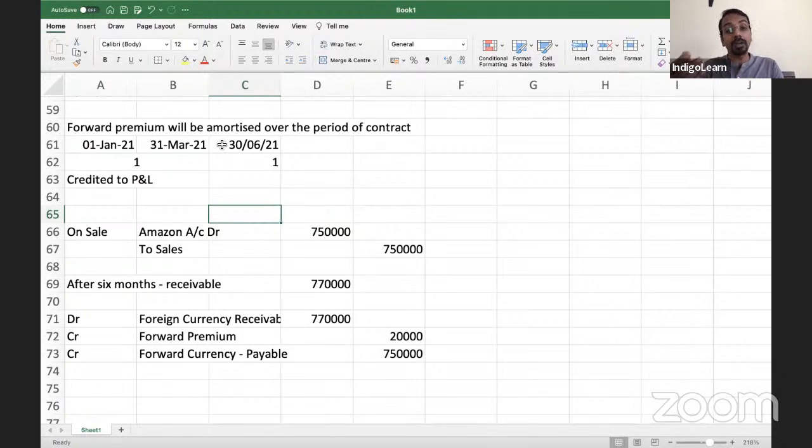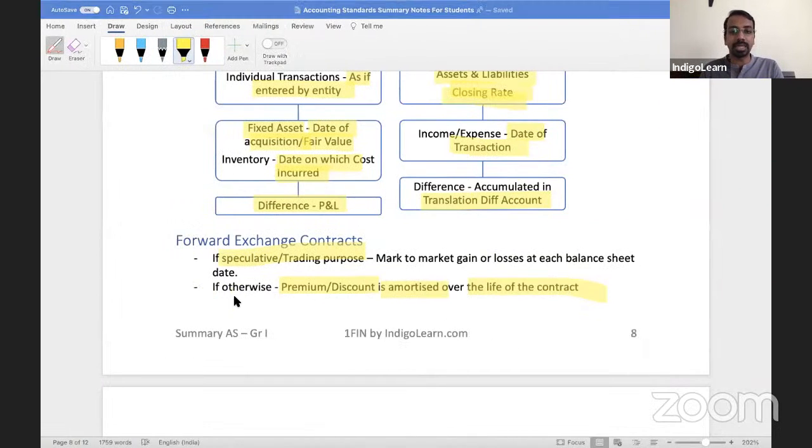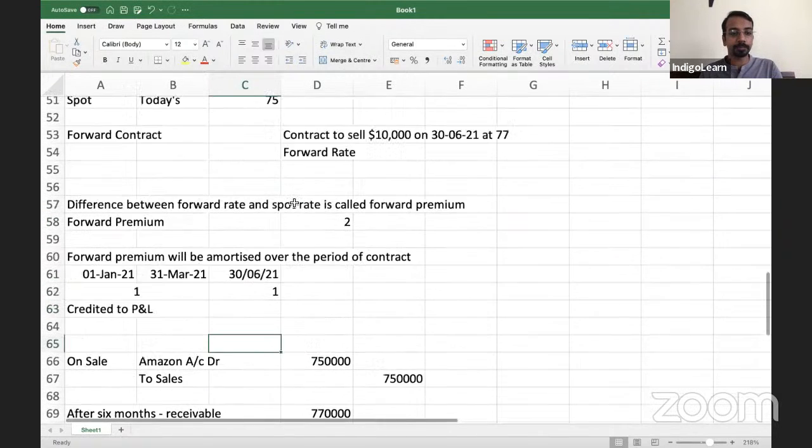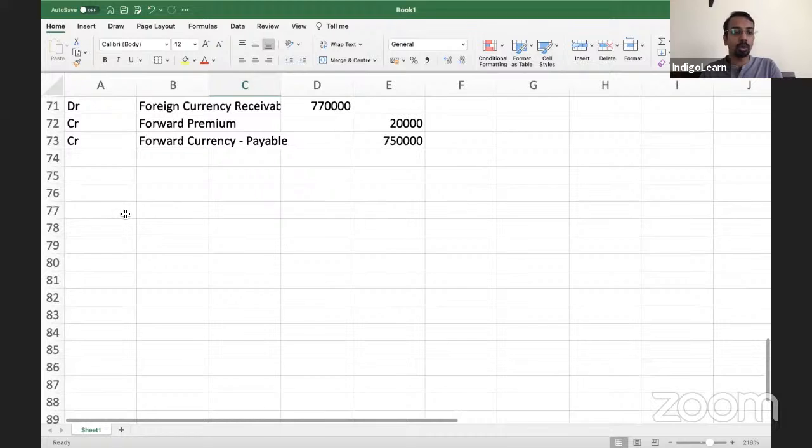But if it is done for speculative purpose, then all of this is not relevant. Forward premium amortization, discount amortization is not relevant. What happens in that case is you will do a mark to market at financial year end or at the time of settlement, and whatever is the exchange gain or loss on that transaction will be transferred to P&L.